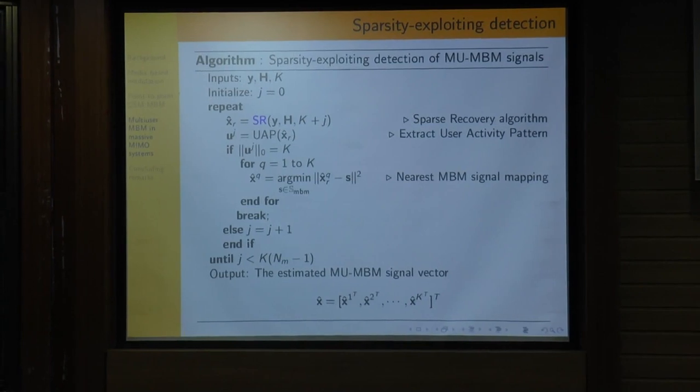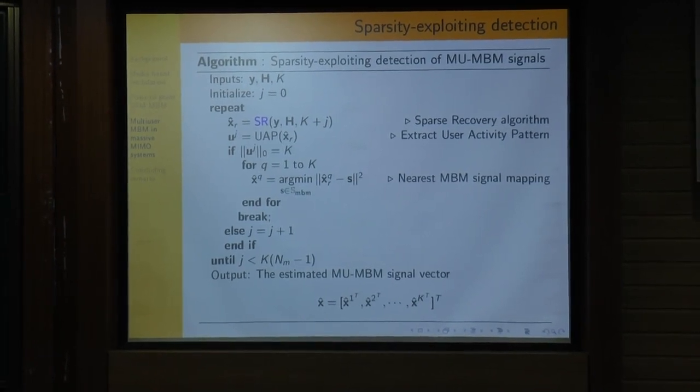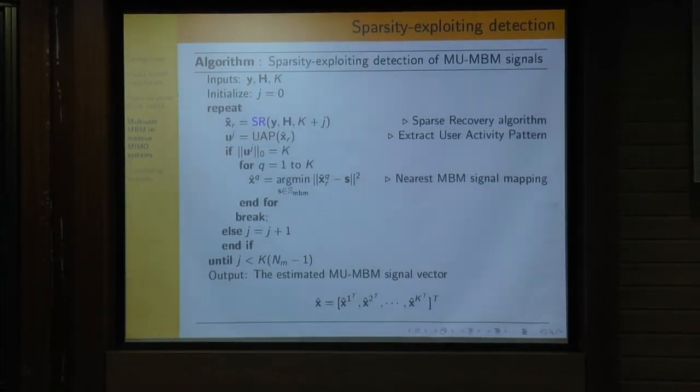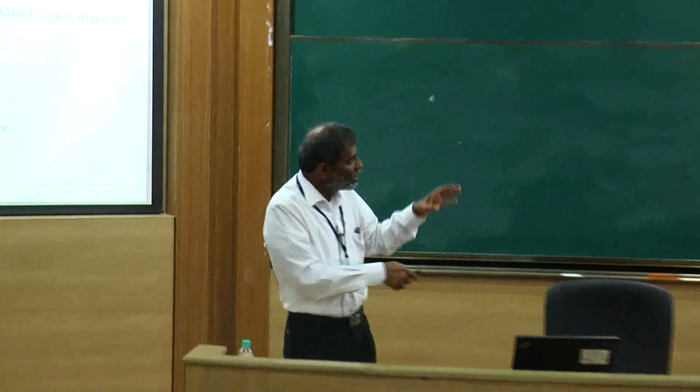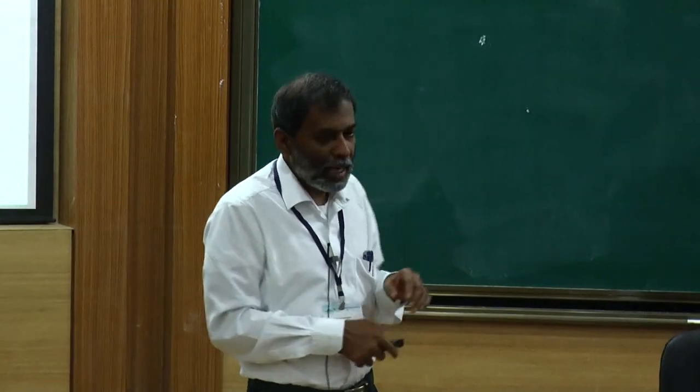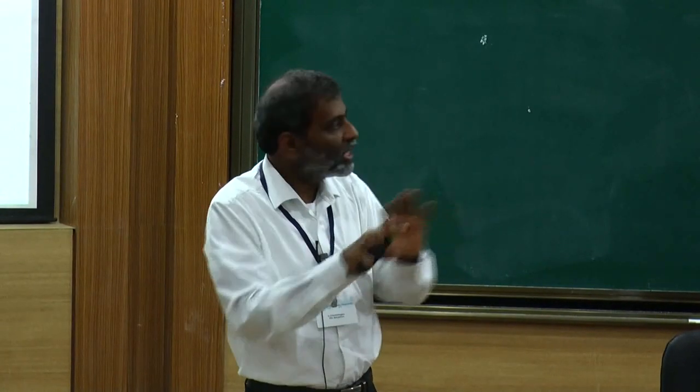Because structurally there are some dependencies, I cannot have a non-zero anywhere in the vector. The first user will have one, the second user will have one, and so on. So it is sparse, but there is a structure to it. So you can use some variations of the well-known algorithms to make sure that those constraints are met.